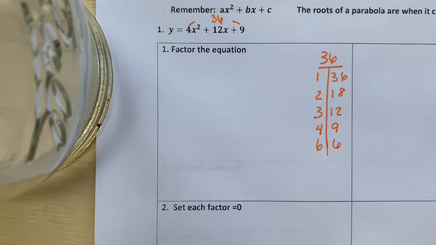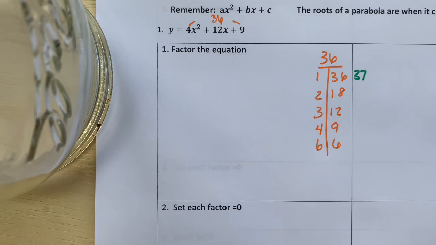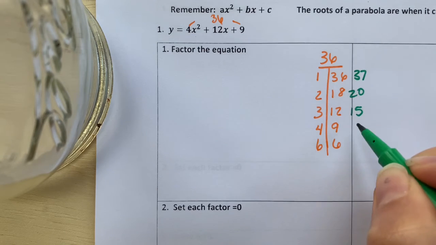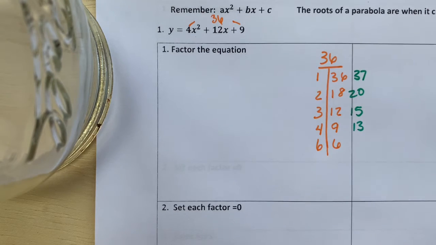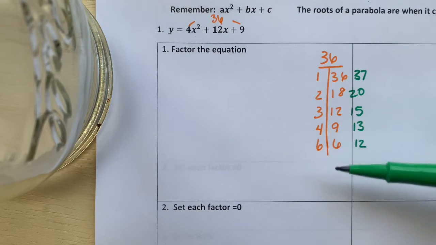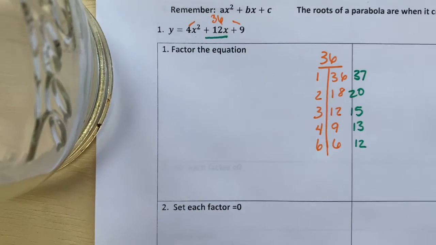Then I'm going to add together each of those factors. So 1 plus 36 is 37, 2 plus 18 is 20, 3 plus 12 is 15, 4 plus 9 is 13, 6 plus 6 is 12. So I'm looking for the numbers that multiply to 36. Here's all of the possibilities that multiply to 36 and the numbers that add to 12. What numbers add to 12?